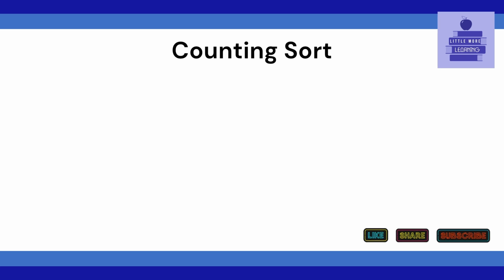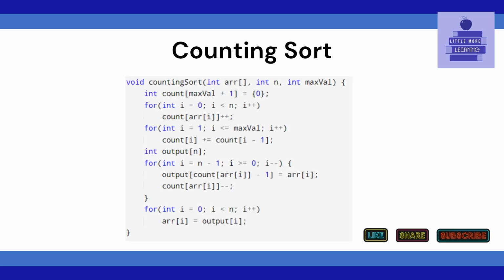Counting sort is a non-comparison-based algorithm that's particularly efficient when the range of input values is small. It works by counting the occurrences of each value and then placing each value in its correct position in the output array. In counting sort, the count array stores the frequency of each element. The input array is then traversed, and each element is placed in its correct position in the output array. Finally, the output array is copied back to the original array. Counting sort has a time complexity of O(n + k), where k is the range of the input values. This makes it highly efficient for certain types of data.